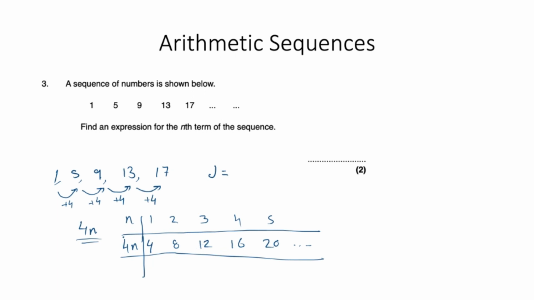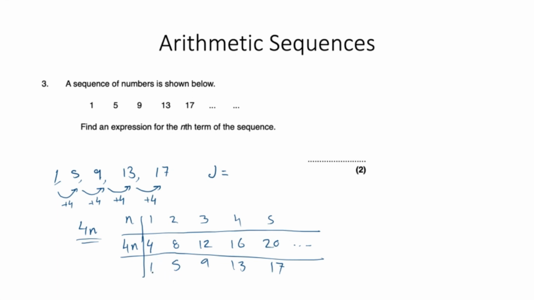But 4n is not the nth term to this sequence, as these two sequences are completely different. This is 1, 5, 9, 13, 17, but this is 4n, this is 4, 8, 12, 16 and 20. How do we find this difference? Well, first of all, since we found the common difference already, which is 4, we can simply just compare. As you can see, you have 1, 5, 9, 13 and 17. If you can spot this, you can see that the difference between each of these numbers is -3.